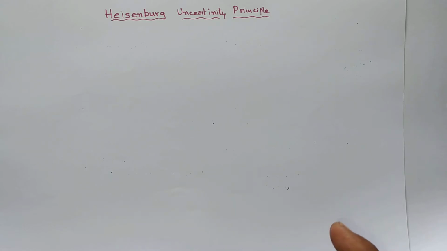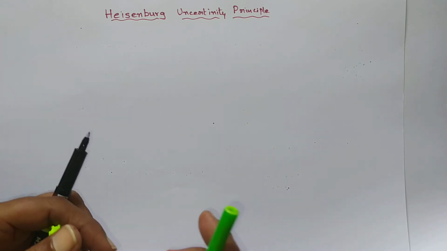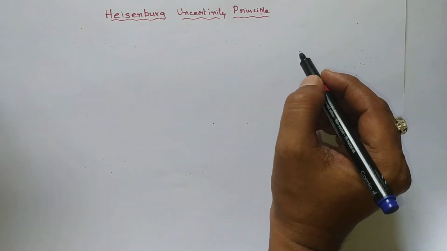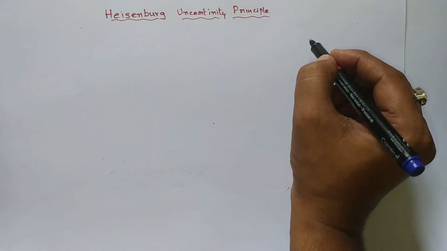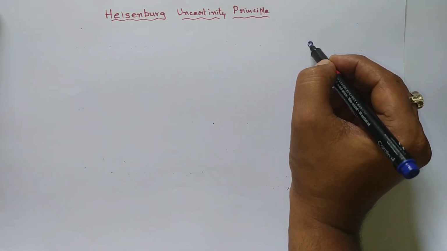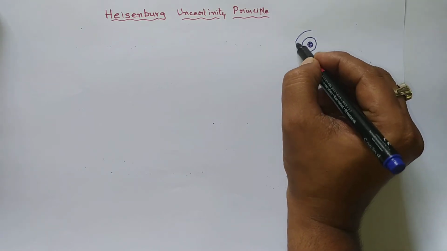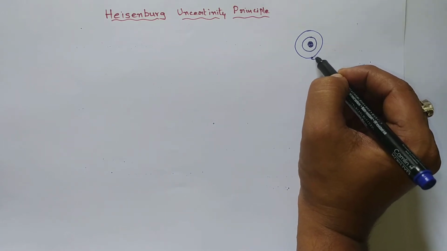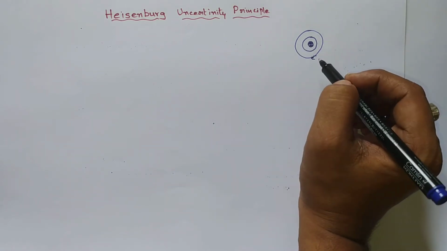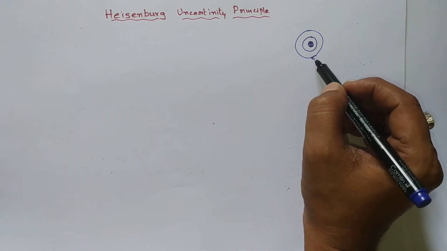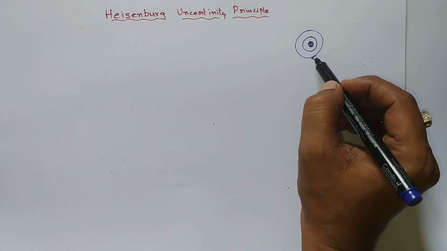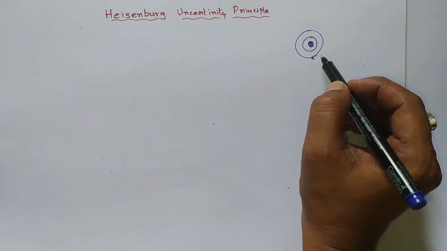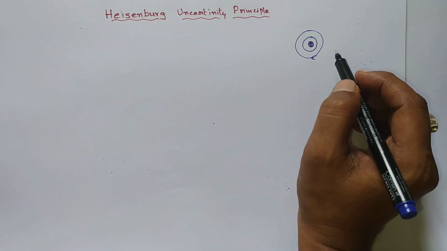Here, the Heisenberg uncertainty principle states it is impossible to determine both the exact position and momentum of an electron. Suppose you take an electron, which is present around the nucleus in a circular path of an atom. An atom consists of a central part called the nucleus, and the electron is revolving around the nucleus in a circular path. Here we cannot exactly determine the position of an electron, and momentum also. So simultaneously we cannot determine both position and momentum.